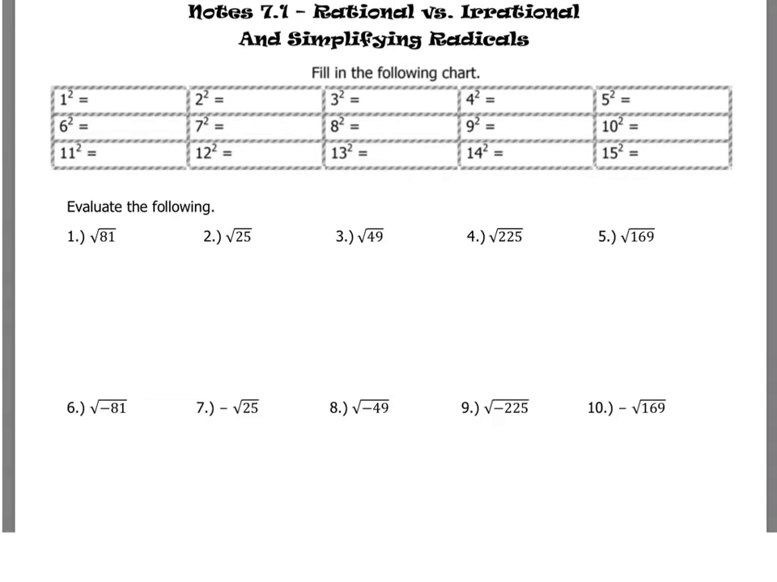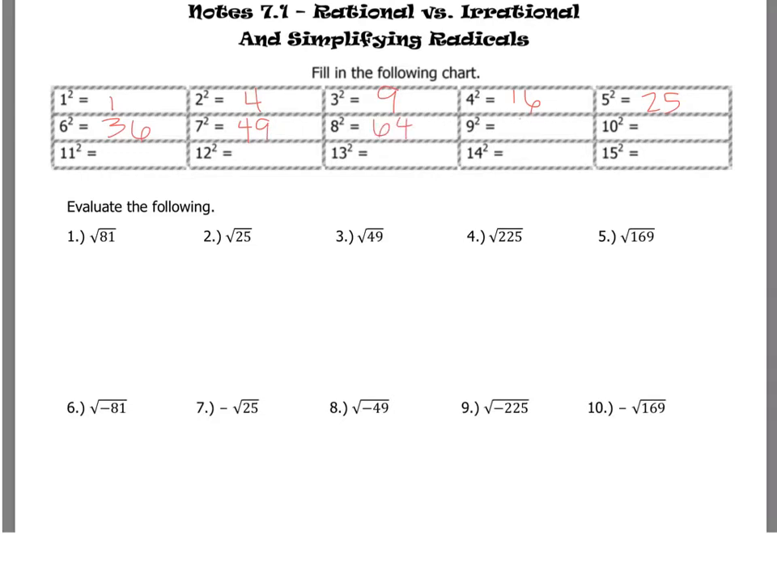So first, we're going to do the little boxes at the top, and we're going to talk about perfect squares. So 1 squared is the same thing as 1 times 1, which is 1. 2 times 2 is 4. 3 times 3 is 9. 4 times 4 is 16. 5 times 5 is 25. 6 times 6 is 36. 7 times 7 is 49. 8 times 8 is 64.